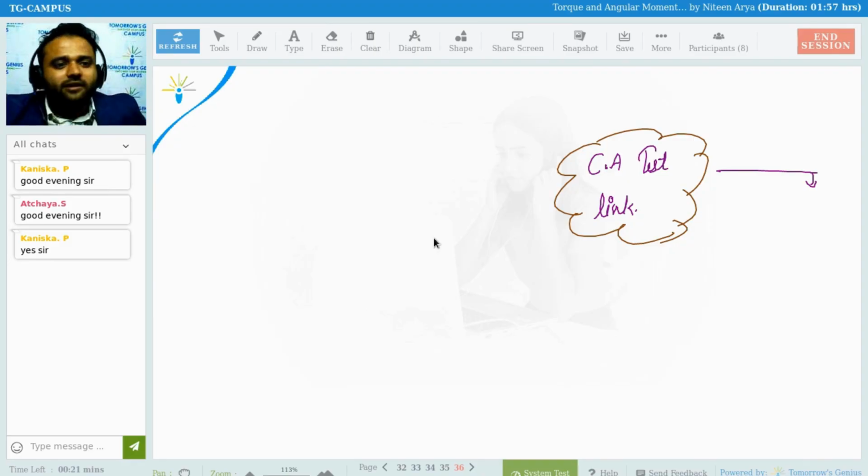The 6 questions are easy ones. The first 2 are assertion-reason. The third is about torque, or angular momentum, which you can find easily. The fourth is also easy, angular momentum conservation. The fifth is an easy one. The sixth is an easy one. Still, if you want to discuss anything, you can ask me.